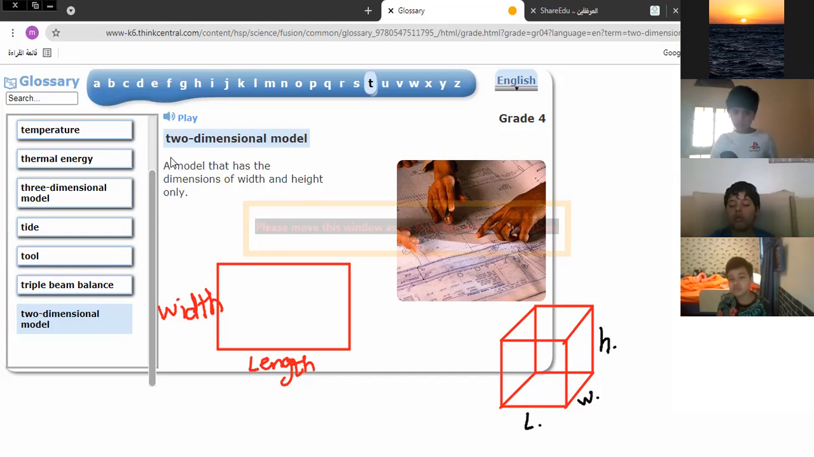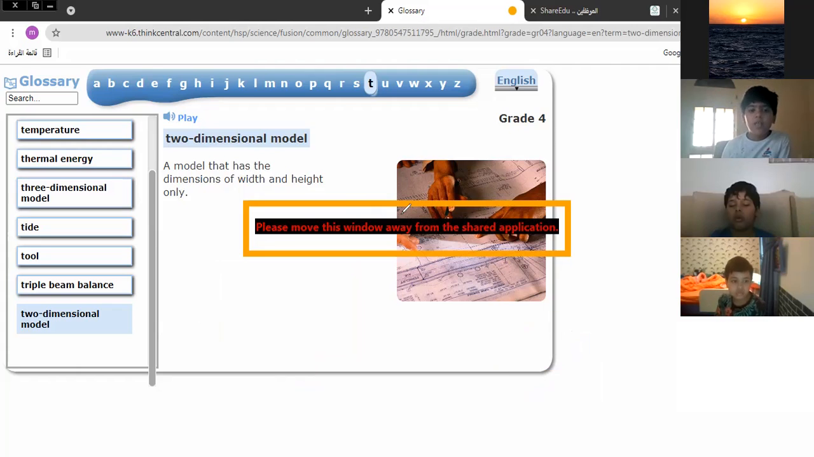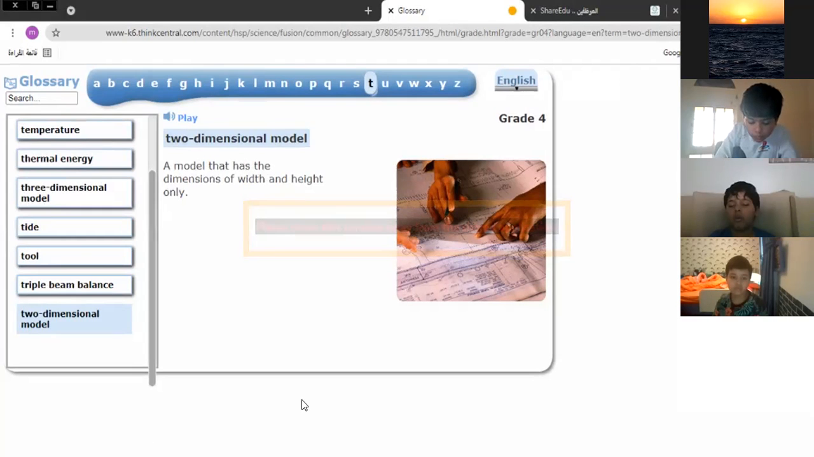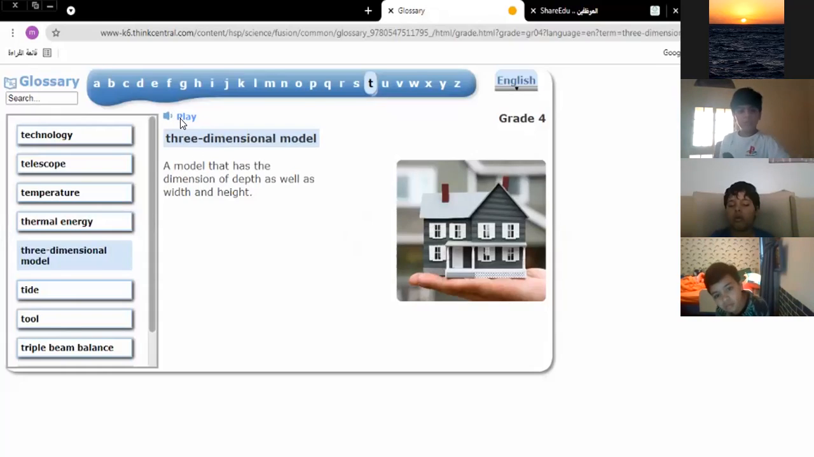Yeah. Okay, Osama, what is a two-dimensional model, please, quickly? A model that has the dimension of width and height only. Width and height only. We can say it's width and length. That's right. Thank you. Let's move to the next one. Three-dimensional model. A model that has the dimension of depth as well as width and height.